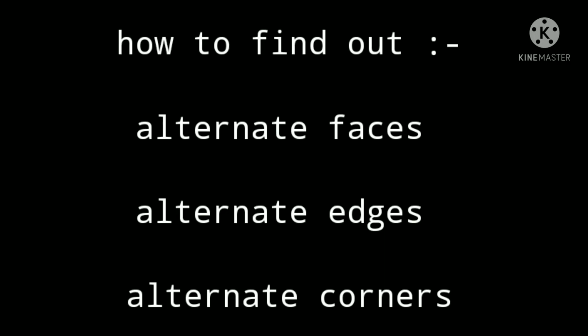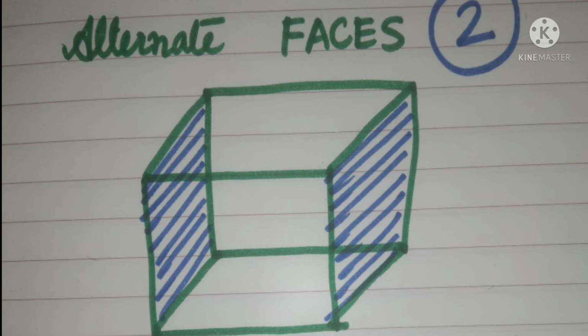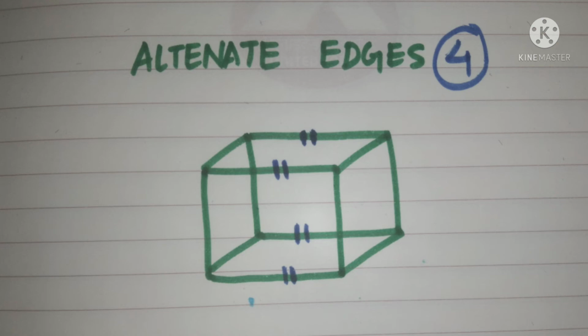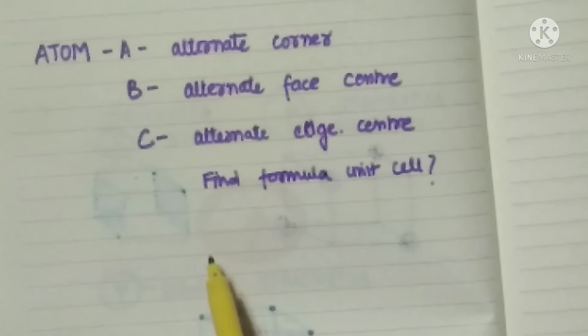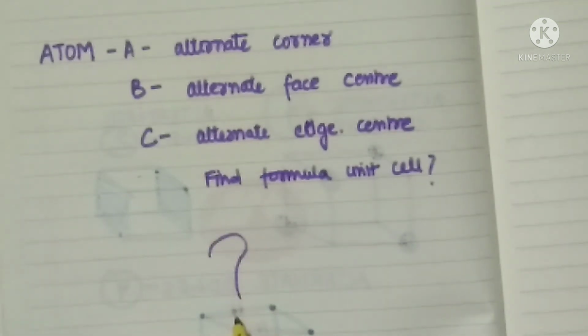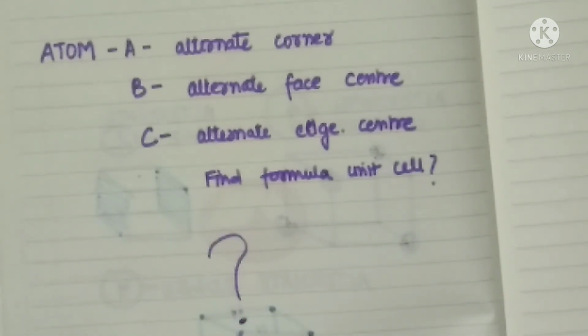Now we will learn about the concept of alternate faces, alternate edges and alternate corners with the help of diagrams. So there are two alternate faces and four alternate edges, and also we have four alternate corners. It would be better if you learn this, or you can understand it by diagrams. Now that you have understood the concept, you should try doing this question and tell me the answer. Thank you.